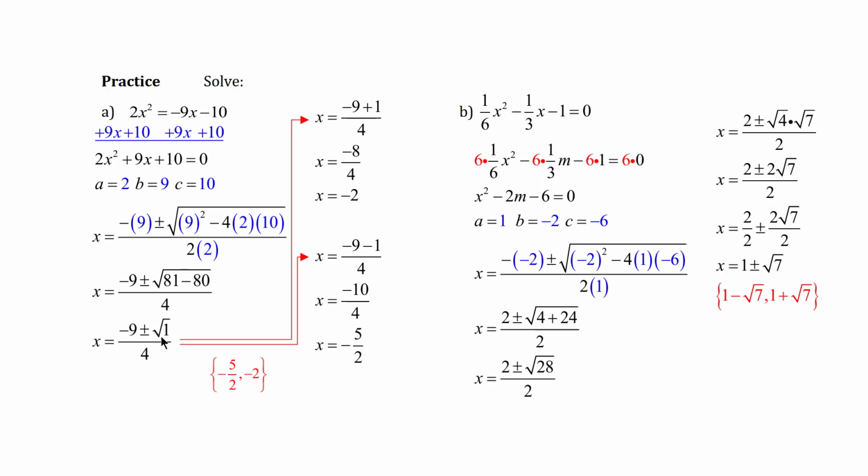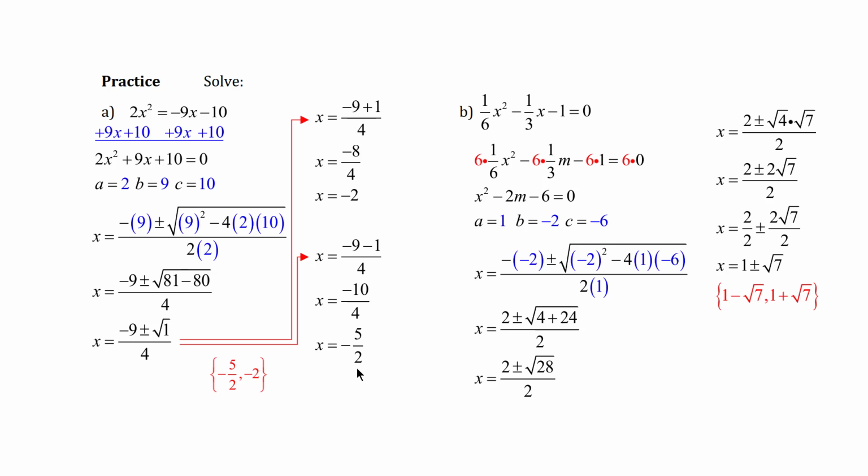Next, we could take the square root of 1, which is 1, and then I'm going to break this up into two separate equations. The first equation is going to be x equals negative 9 plus 1 over 4, and the second equation is x equals negative 9 minus 1 over 4. Simplifying the first equation, we get x equals negative 8 over 4. This simplifies to just negative 2. So we have x equals negative 2. Simplifying the second equation, we get x equals negative 10 over 4, and then this reduces to negative 5 over 2. So we have x equals negative 5 over 2.